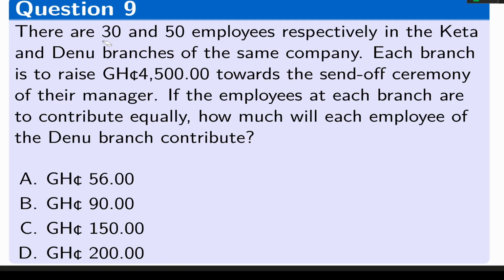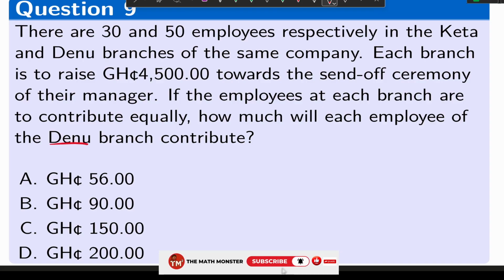Question 9. There are 30 and 50 employees, respectively, in the Keta and Denu branches of the same company. Each branch is to raise 4,500 Ghana cedis towards the send-off ceremony of their manager. If the employees at each branch are to contribute equally, how much will each employee of the Denu branch contribute? Solution. Here, our main focus is to find the amount each employee at the Denu branch is going to pay, right? So in all, they are to raise 4,500 Ghana cedis.